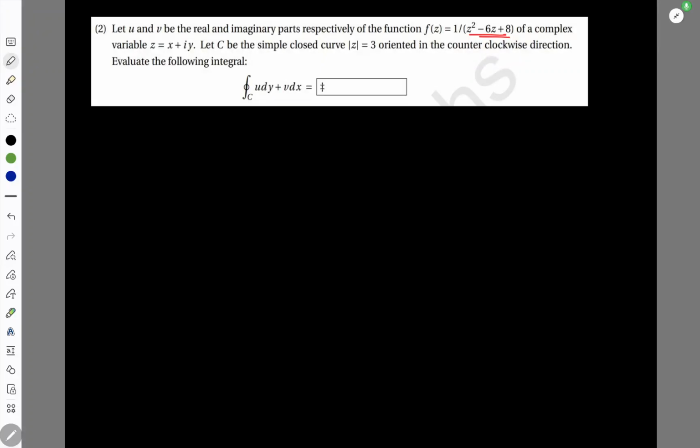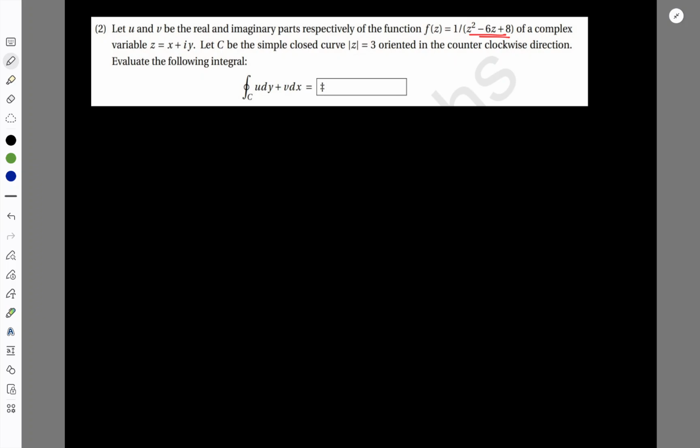Okay, so hello everyone. This is a question from NBHM PhD Mathematics 2020, and the question is as follows: let u and v be the real and imaginary parts, respectively, of a function f of z equals 1 over z square minus 6z plus 8 of a complex variable z equals x plus iy. We are given a simple closed curve. It is just a circle centered at origin of radius 3, oriented in the counterclockwise direction.